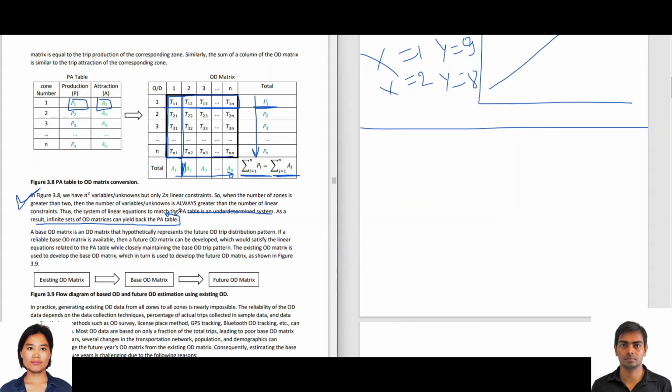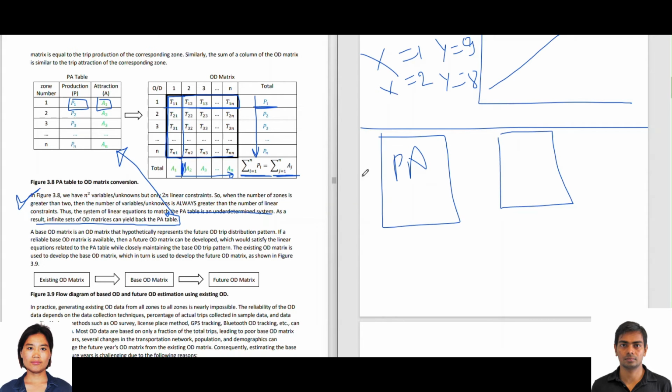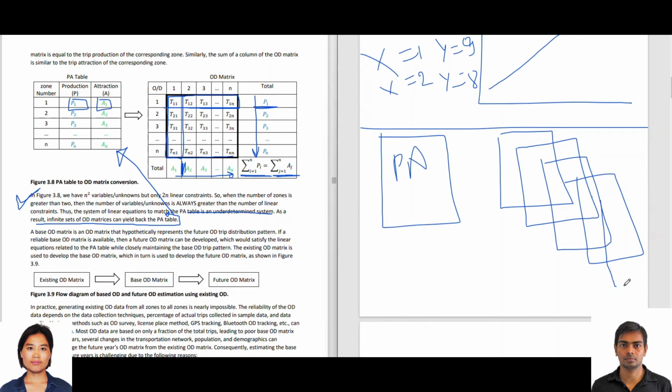It's simple mathematics, very simple mathematics with a little bit of thinking. It's not really difficult. But what it says is there are an infinite set of OD matrices that can fit into the trips generated. So in step 1 we came up with a PA table. Now we are trying to distribute it to generate the OD table. And what this statement says is there are an infinite set of OD tables that will match that PA table. This is infinity.